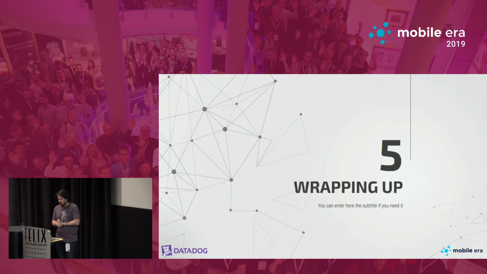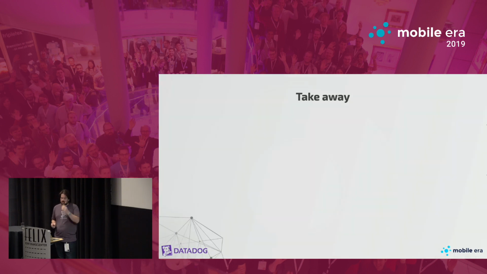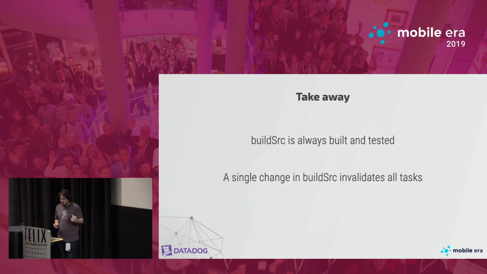So, wrapping up, if you have to take away one thing, the build source folder is always built and tested, and everything in it is going to be available in your build.gradle file. A single change in the build source is going to invalidate all tasks. So a single change means the build source is going to be rebuilt and retested, and all your tasks are going to lose their caches. And finally, if you create your plugins and use them on your own project and you think they can benefit others, you can always extract your plugin code and put it in a separate project, and you don't have to change a single line of code and just publish it that way.